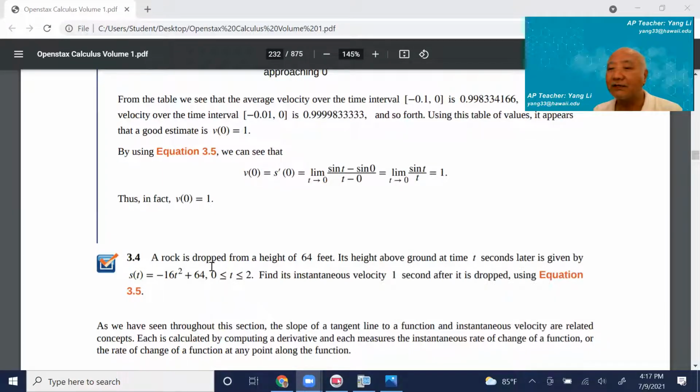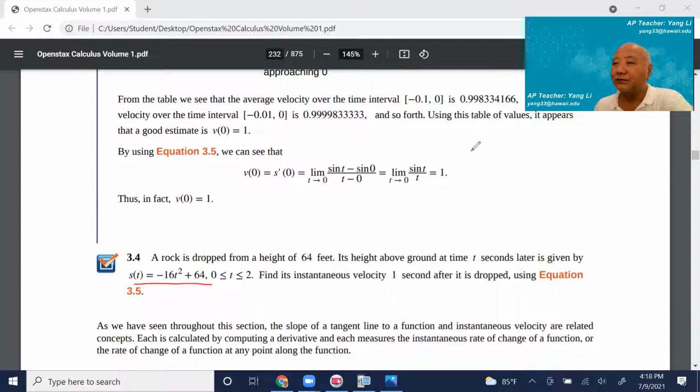It says a rock is dropped from a height of 64 feet. Its height above ground at time t seconds later is given by this formula. This is directly the formula from physics, from Newtonian mechanics, the motion. We are going to find the instantaneous velocity 1 second after the drop.